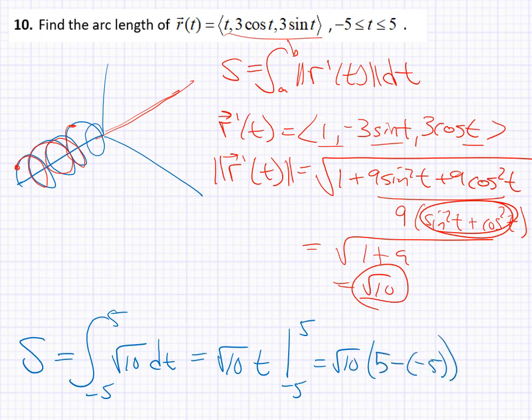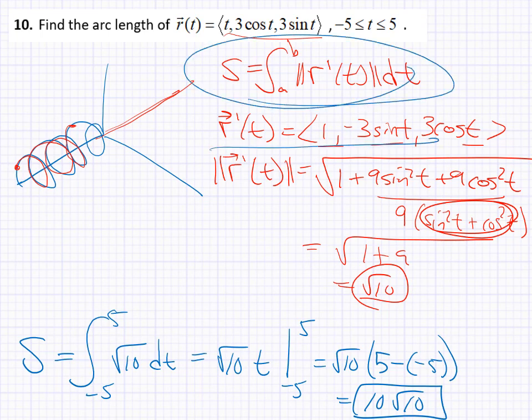So subtract a negative to get 10. So we get 10 square root of 10 as our arc length. Here, that's what you're going to have to integrate. Again, not always a constant. Sometimes it's a constant, sometimes a function of t. Regardless of what it is, you need to be a function of t that you need to integrate, but again, integration should be no big deal at this point.